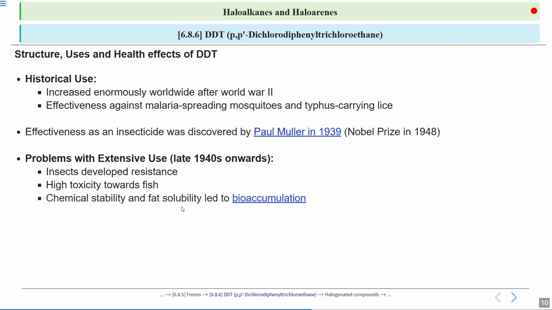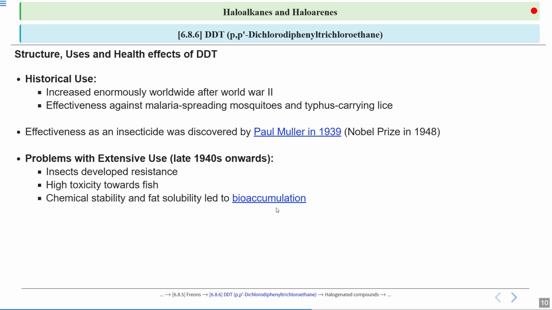Chemical stability and fat solubility led to bioaccumulation. Now also the DDT is chemically stable. It was chemically stable and it was fat soluble. That means if there is any consumption of DDT inside the animal as a fat, it will be soluble as a fat. It will not dissolve. It will not break down. So it will lead to bioaccumulation.